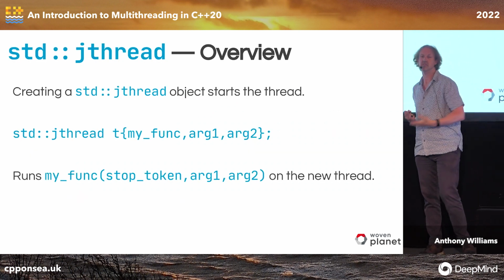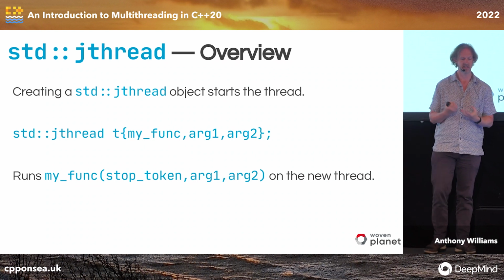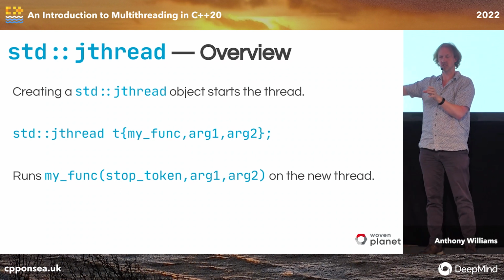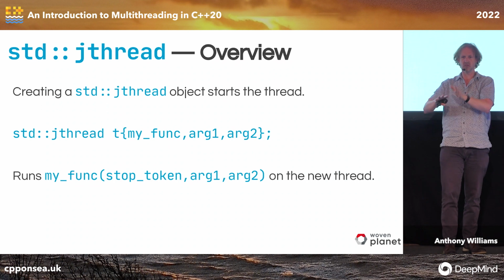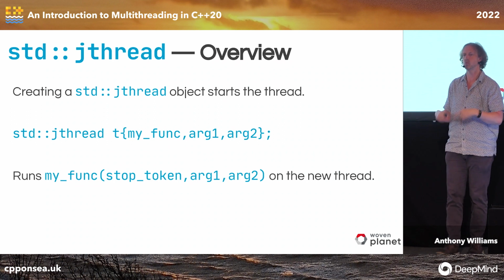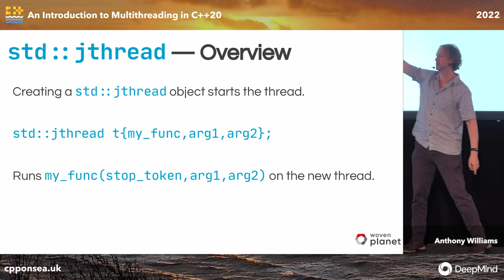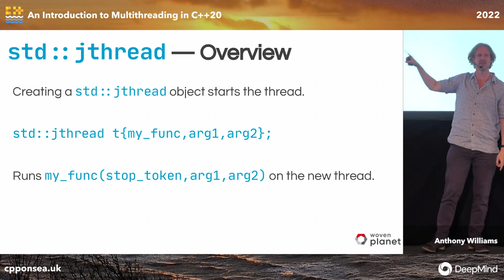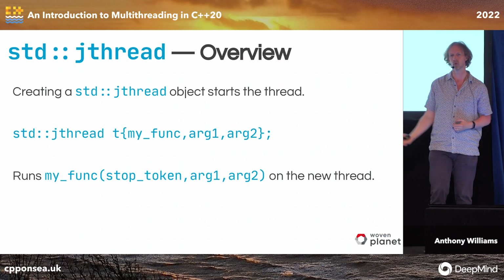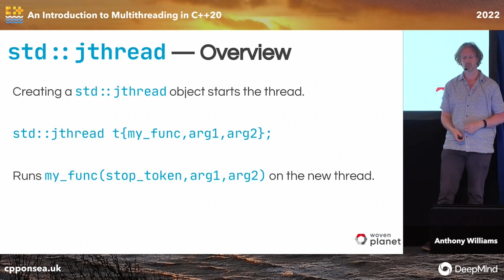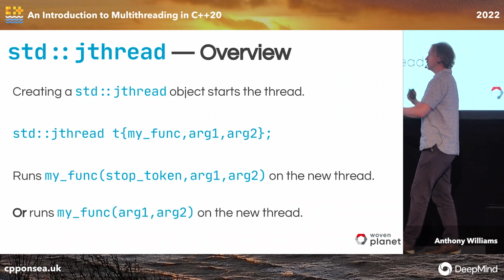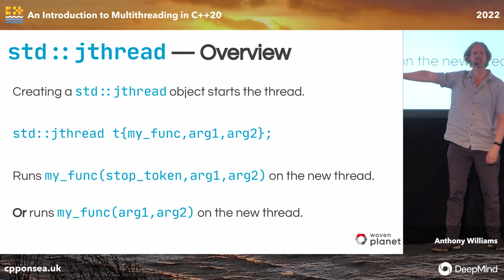And the jthread constructor starts the thread. It takes the callable thing that you supply and the function arguments you supply. It creates a new thread and runs that callable with the supplied arguments, with an addition. And this is why I did cancellation first, because we have this stop token. The jthread provides us with a stop token, and it gives it to whatever function you call, if it will accept it. And if your function doesn't take a stop token, then it just doesn't give it to you.